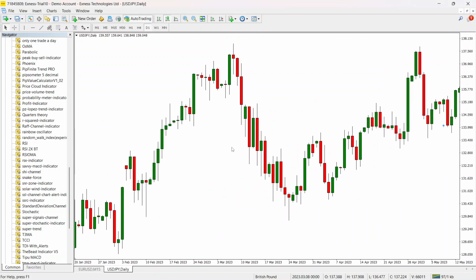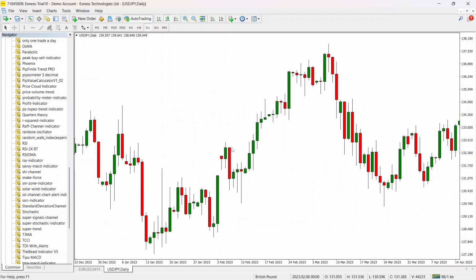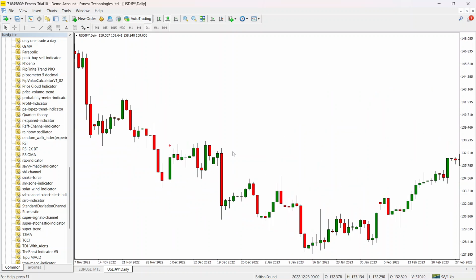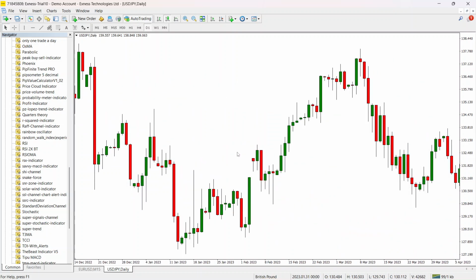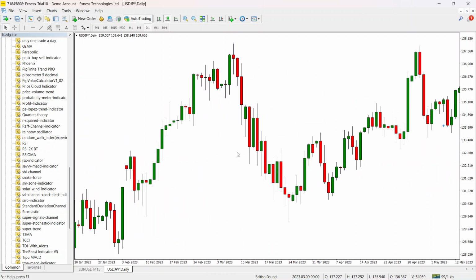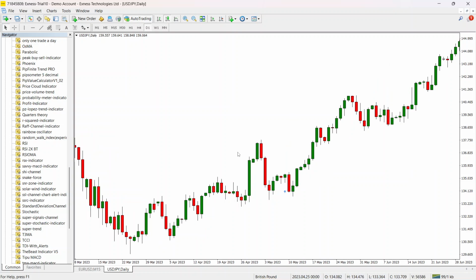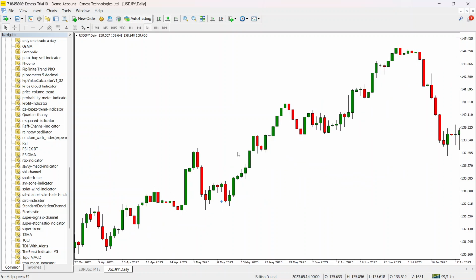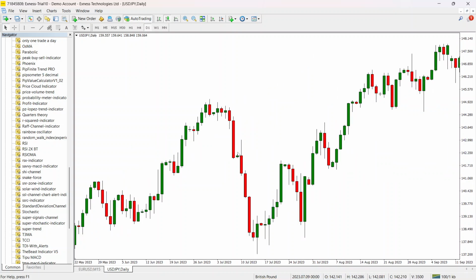Who is it for? The only one trade a day indicator, MT4, is suitable for day traders and intraday swing traders who want a clean, arrow-based visual of trend direction and prefer to focus on a limited number of signals, often just one structured setup per day. It is a visual and analytical aid only and does not execute trades or manage positions for traders.